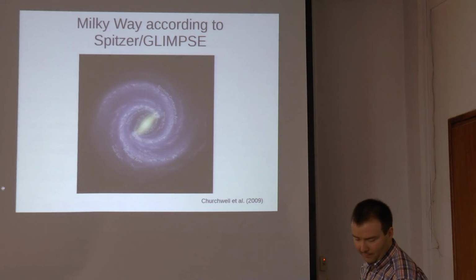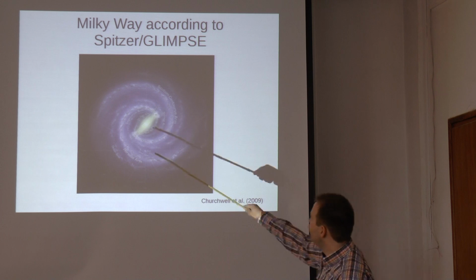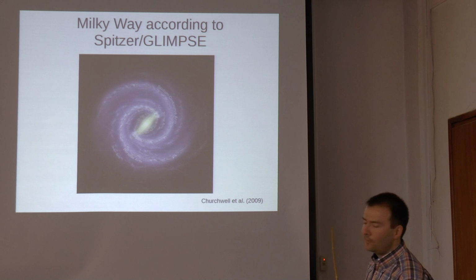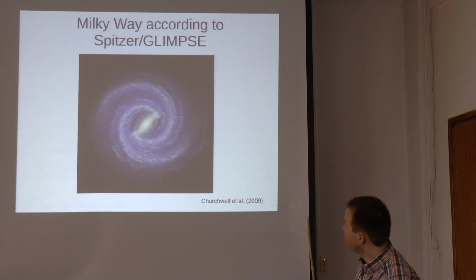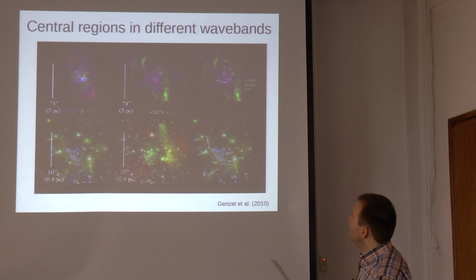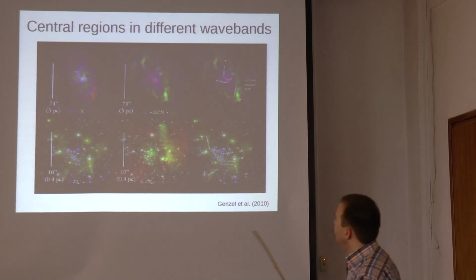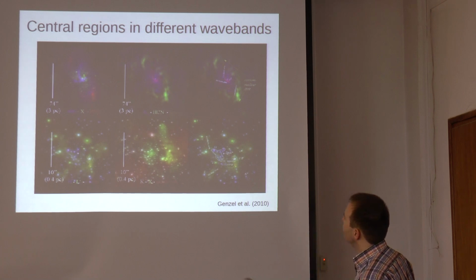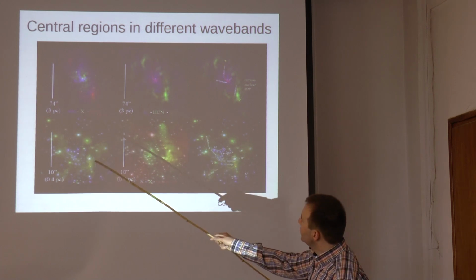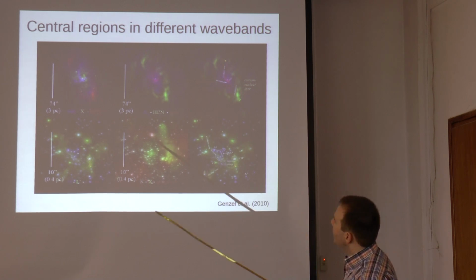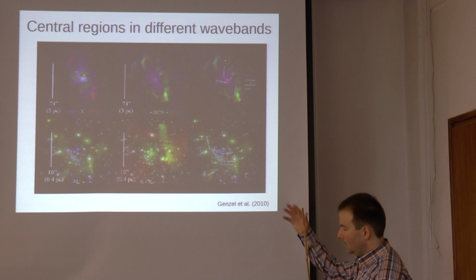Okay, so the view again. I will start from the center, and then I will describe the other components of the Milky Way. So the very, very center is very complex. This is a combination of observations in X-rays, in radio wavelengths, and also near infrared.